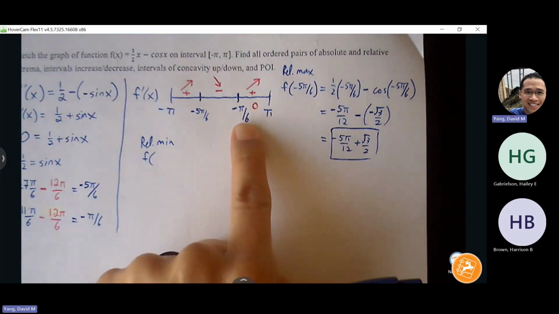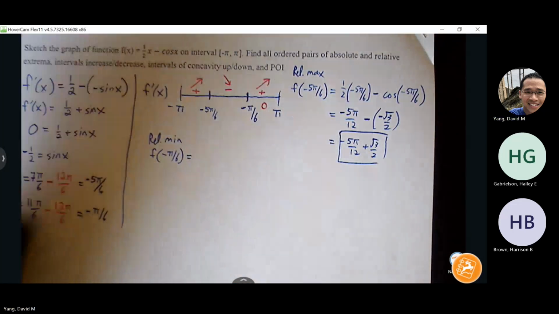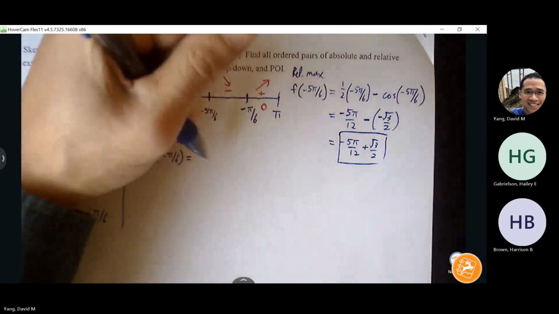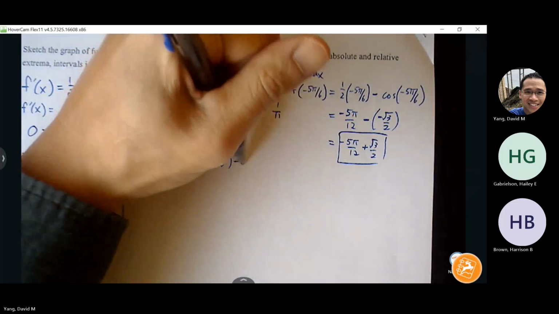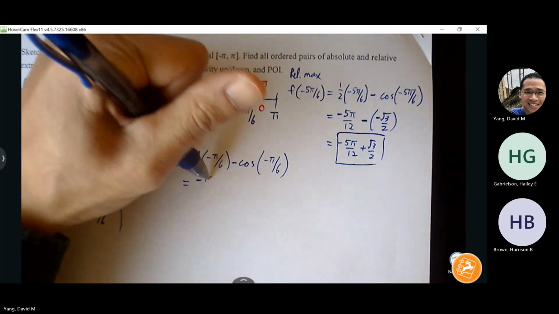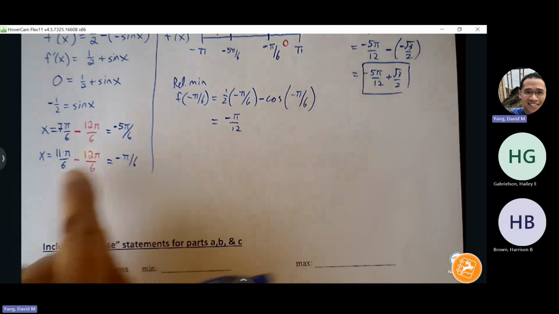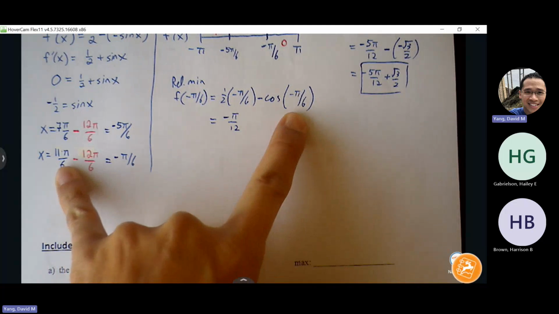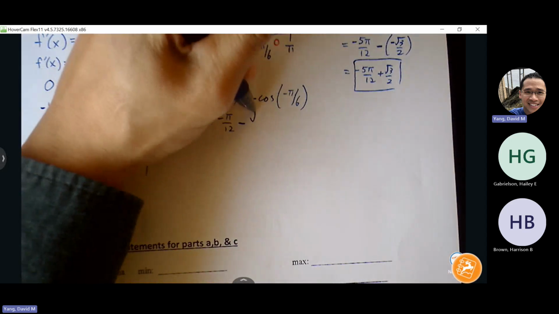You know there's a relative minimum at negative pi over 6. Back into the original function. Cosine of negative pi over 6: negative pi over 6 came from 11 pi over 6. Cosine of 11 pi over 6 is fourth quadrant, and we know cosine is positive in the fourth quadrant. So positive root 3 over 2, but there's a negative here already, so I'm just going to keep that negative.